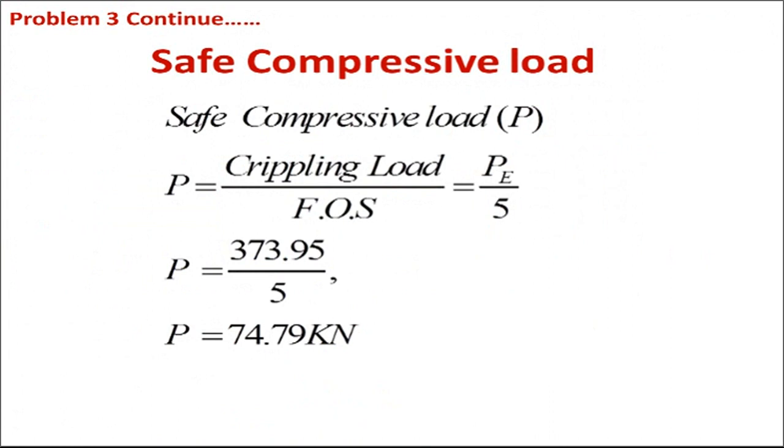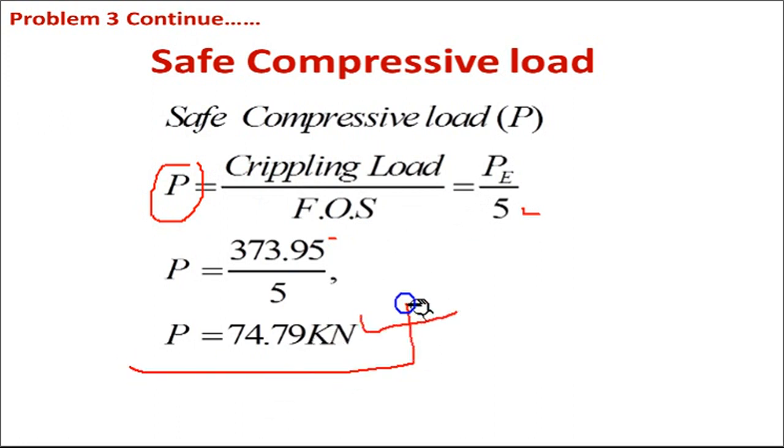Okay, so not multiply, here you have to divide it by the factor of safety, because factor of safety is equal to crippling load by axial load. So here you have to calculate this compressive load. So crippling load by factor of safety, which is 5. Given load by factor of safety, you will get the value of this compressive load, and that is 74.79 kilonewton.